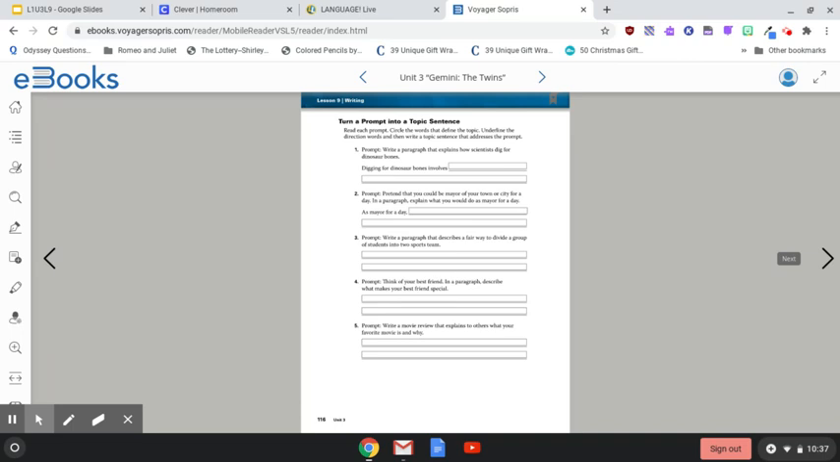Write a paragraph that explains how scientists dig for dinosaur bones. The key direction words often contain an action verb and a noun that specifies what you are going to write. In this prompt, paragraph tells you what you are expected to write, and explains tells you what kind of paragraph you are going to write.